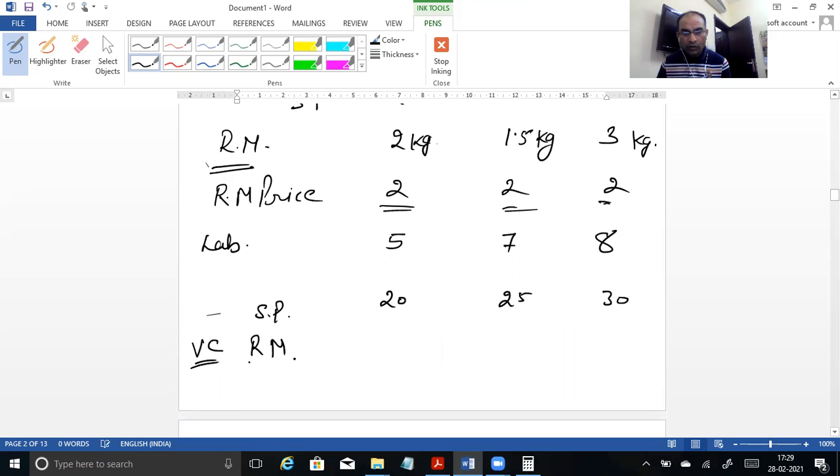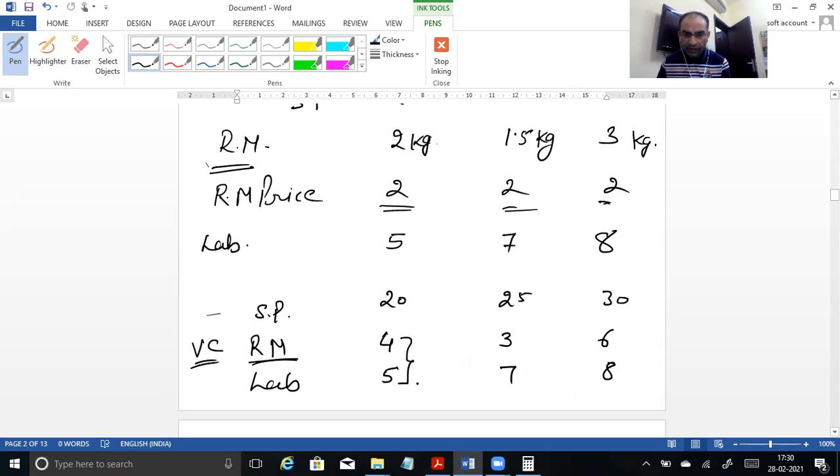Raw material, now this is my variable cost. How much raw material am I using in product A? 2 kg. Per kg cost is 2 rupees, so 2 twos are 4. So for 4 rupees I am using raw material for product A. In case of product B, 1.5 into 2, how much is it? It is 3. And here it is 6. So this is the total raw material cost. How much is labor? Labor, you can see it is 5, 7, and 8.